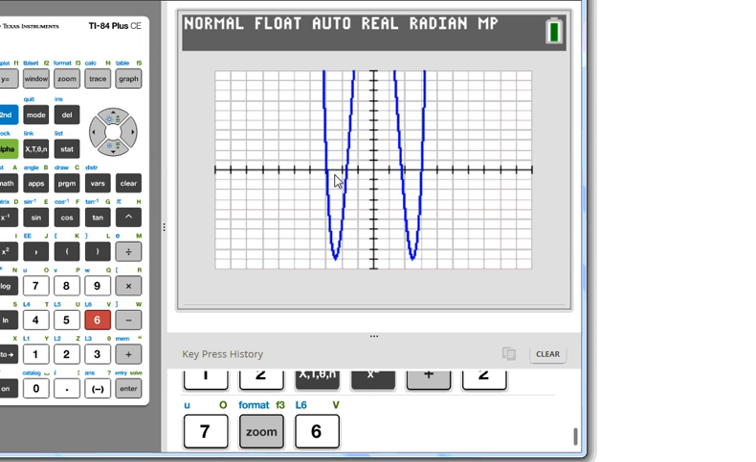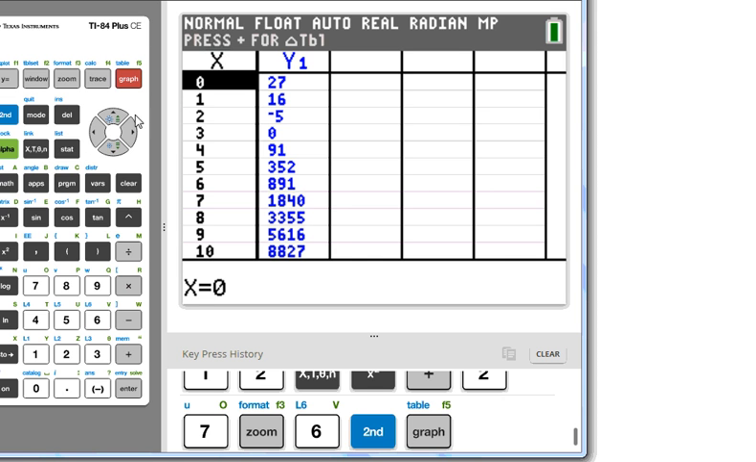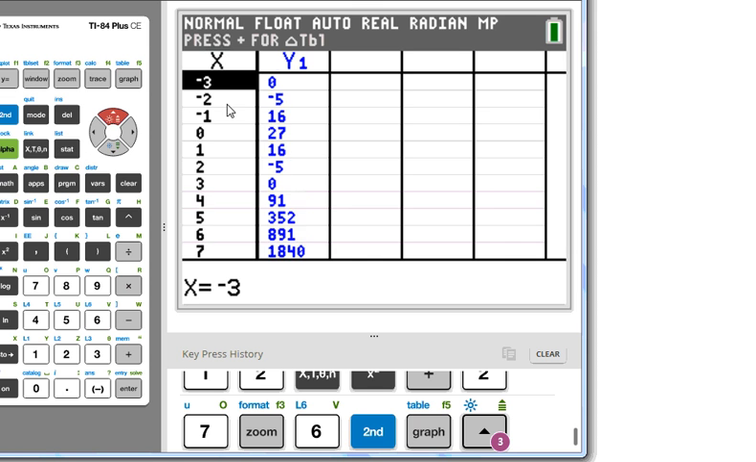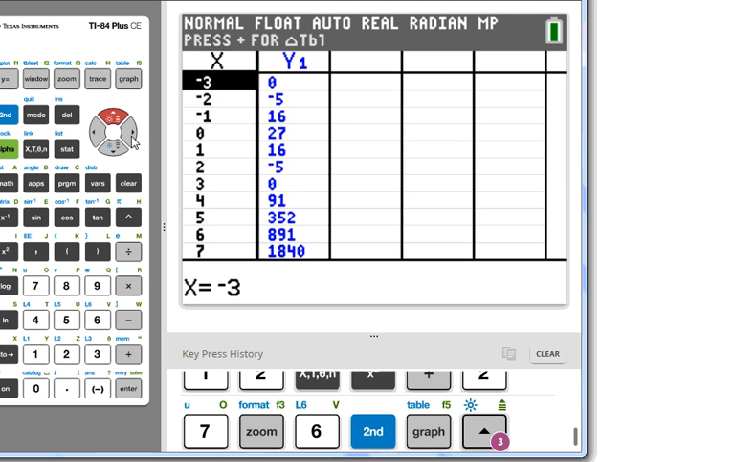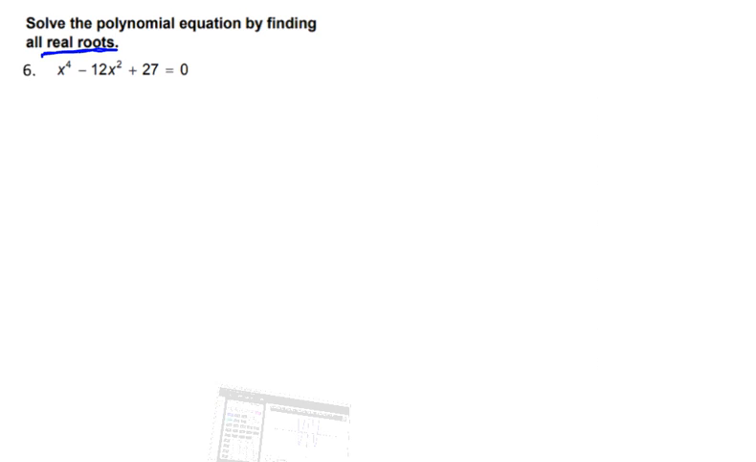So we can see pretty clearly that we have zeros here at x equals -3 and x equals 3. And so you can check in your table view. Yes, at -3 and at 3. And then we also have zeros between -2 and -1, and between 1 and 2. It looks like we have symmetry about the y-axis.